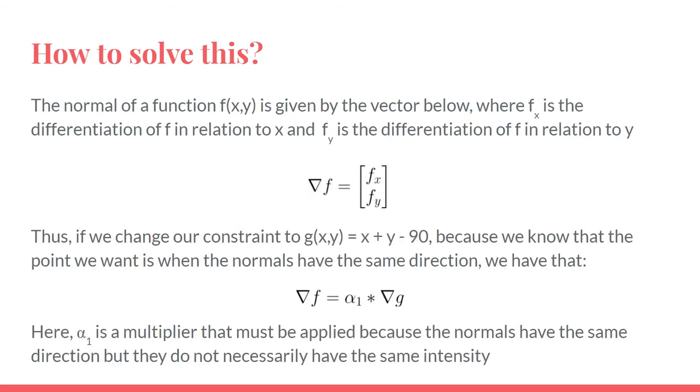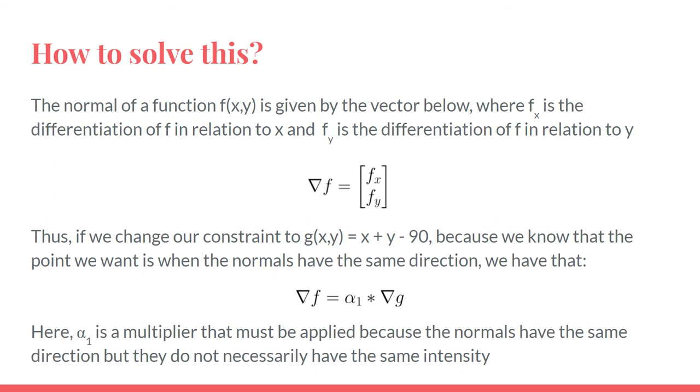The normal of a function f is also called its gradient. We can obtain it through a vector of the differentiations of f in regards to each of the dimensions. Here, each decision variable corresponds to one dimension. So the normal of f is a vector of f differentiated in respect to x and f differentiated in respect to y. Additionally, if we change our constraint to x plus y minus 90, which is simply passing the 90 from one side of the equation to the other, we have a function g that respects the total cost of our constraint. We also know that the normal of f and the normal of g have the same direction.